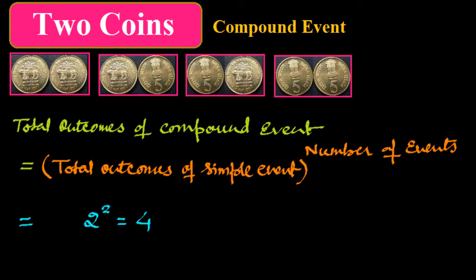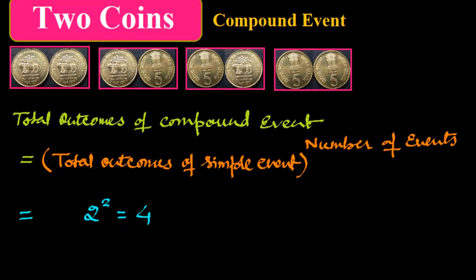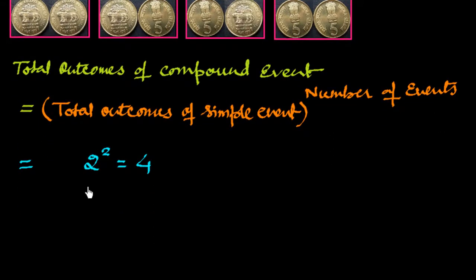In a similar way, if we are tossing 3 coins, what would happen? Look at here. If we have 3 coins, then 2 to the power 3. The total outcomes of the simple event is 2, the number of events is 3. So 2 power 3 is equal to 8. So we would get 8 outcomes there. In this way we can find the total number of outcomes of a compound event.